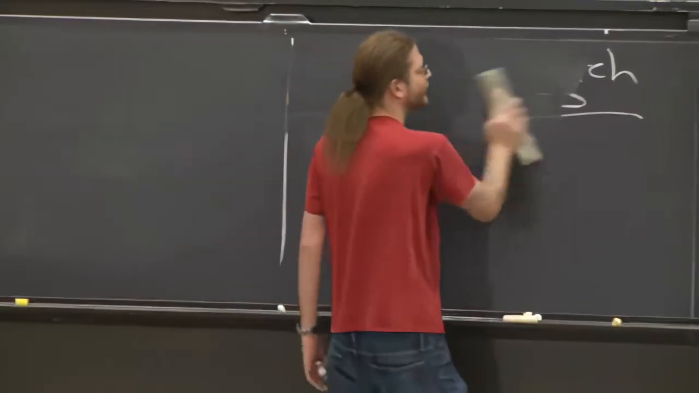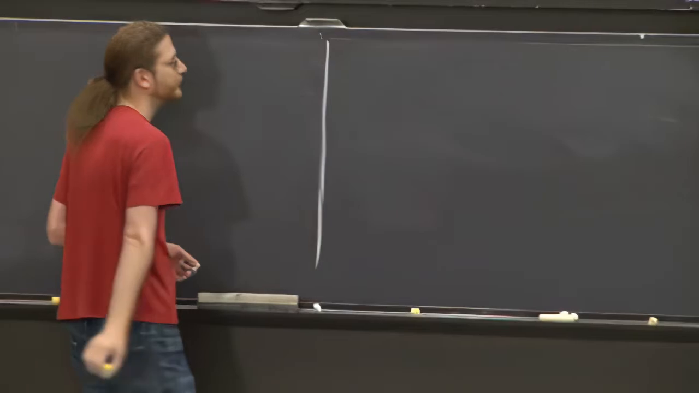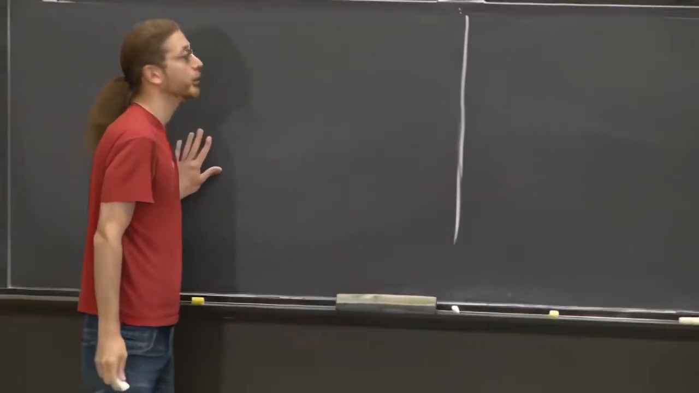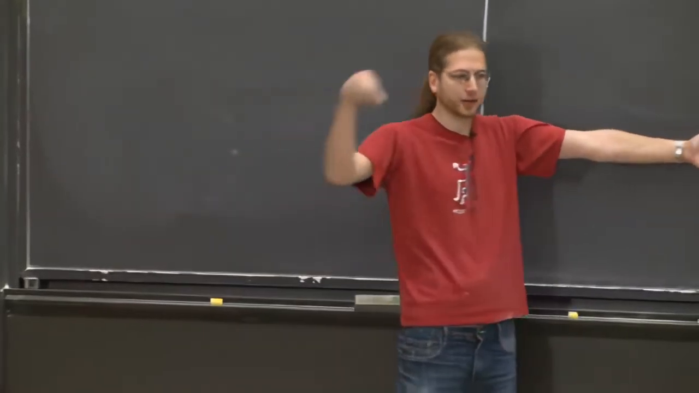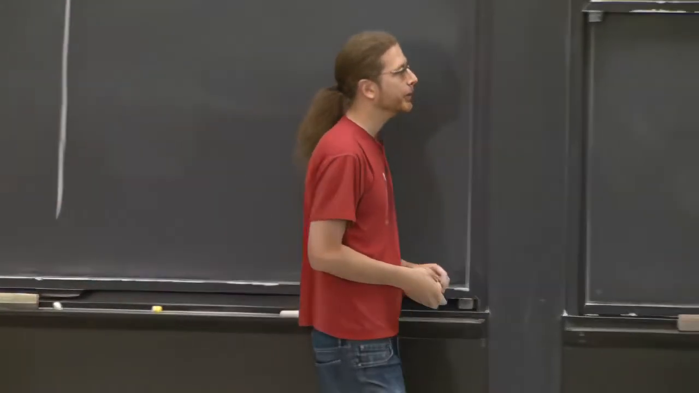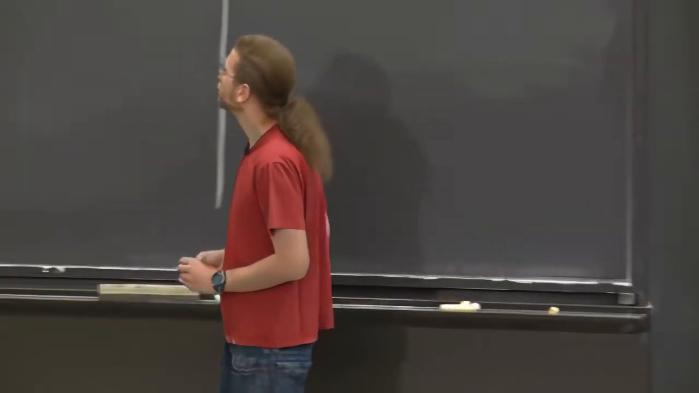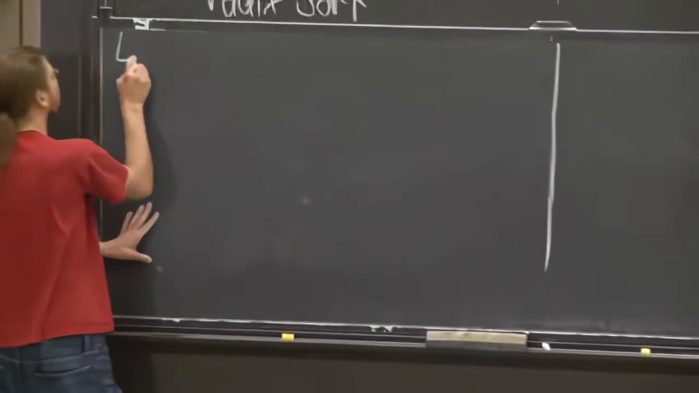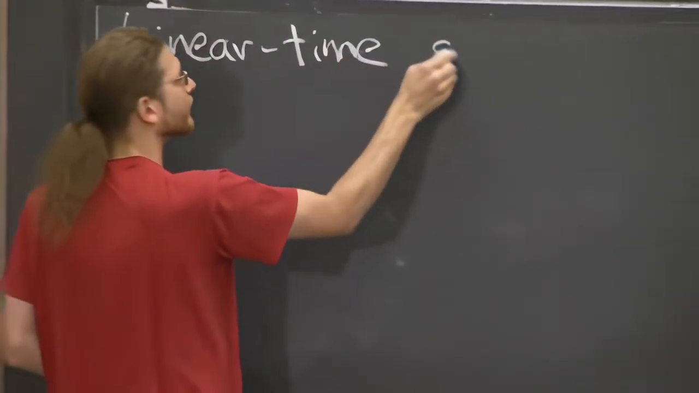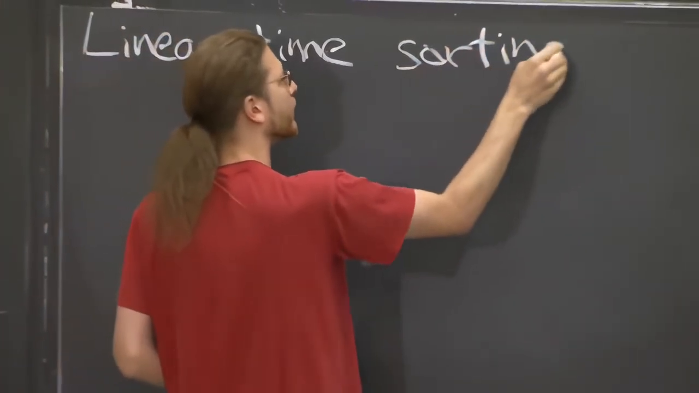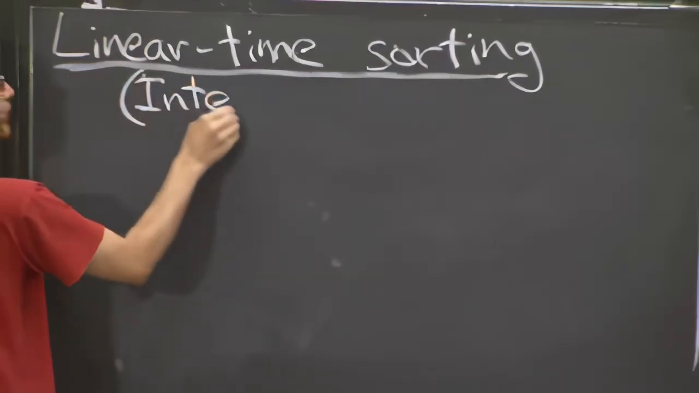So it's time to bump it up a notch, increase our model power. We've talked about the RAM in particular, random access machine, where memory is an array. You can access anything in the array in constant time. We're going to use that power of the RAM to sort in linear time. Sometimes. A more appropriate title for this section of this lecture would be integer sorting.